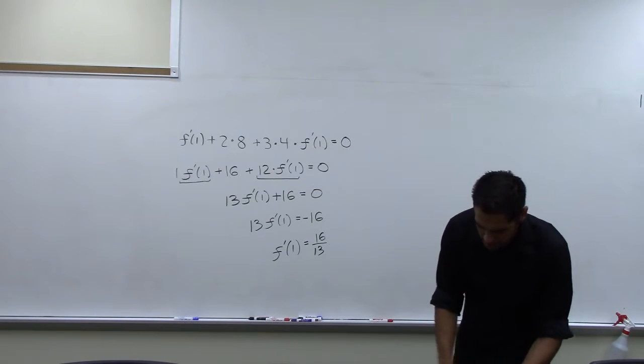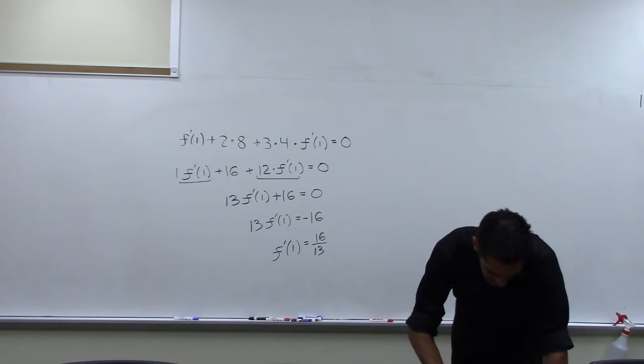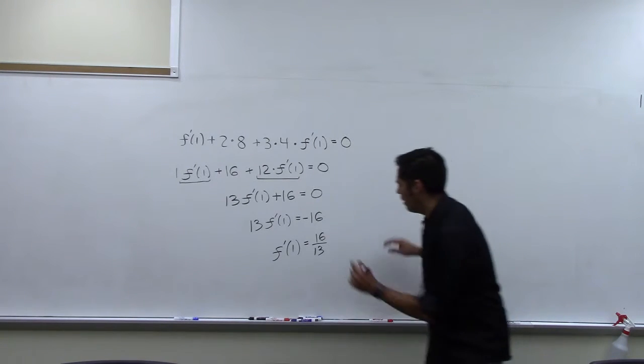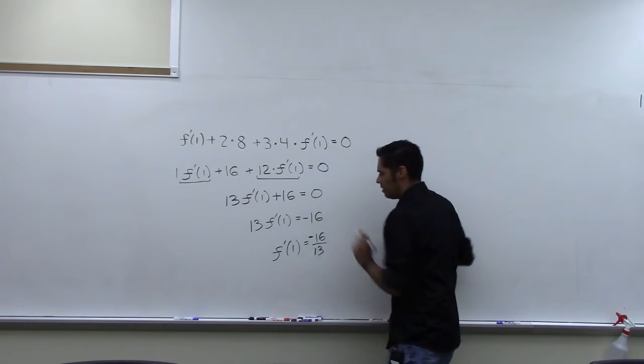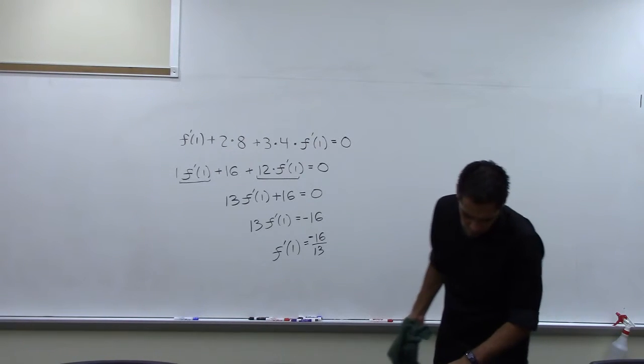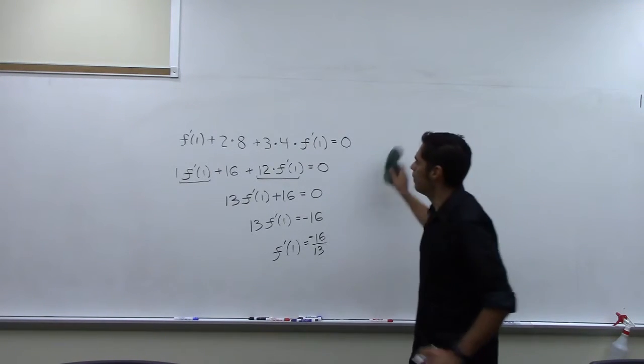All right, this was number 17. I'm just going to double check in the back. That just seems like a weird answer. Oh, sorry, I forgot the negative. Negative, because it was negative 16. All right, number 20.